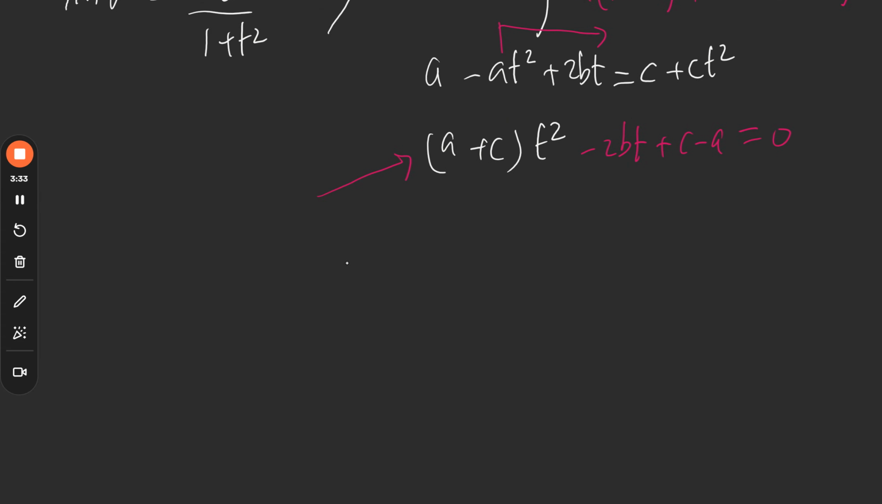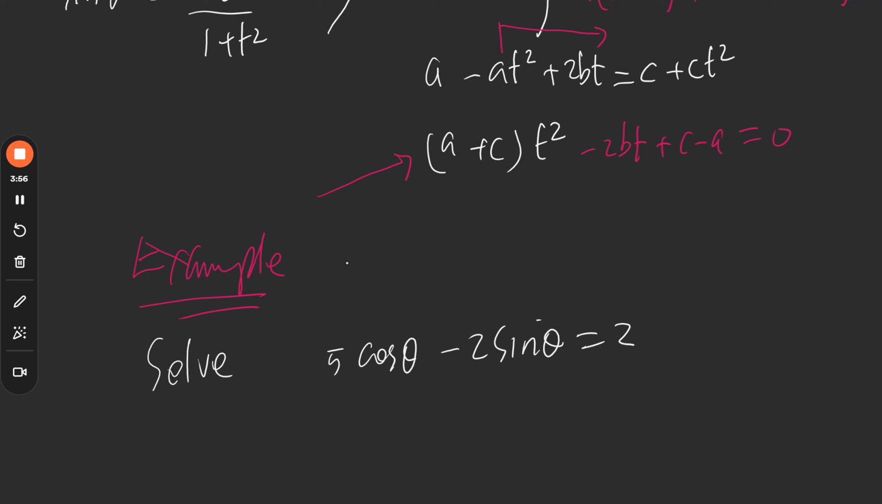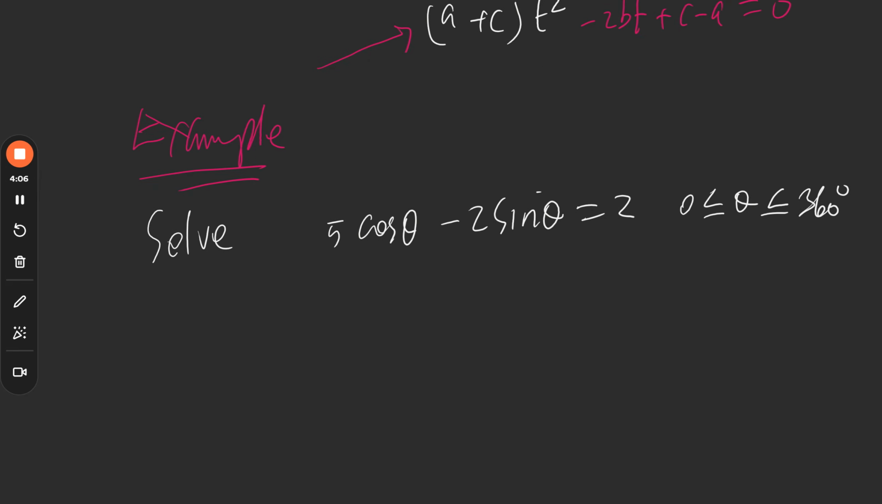So going to an example, solve 5 cosine theta minus 2 sine theta equals 2 with 0 less than or equal to theta, and theta less than or equal to 360 degrees. So we are going to use the t substitution method.